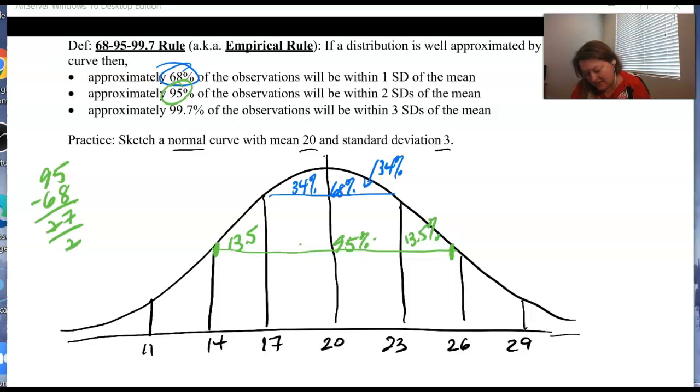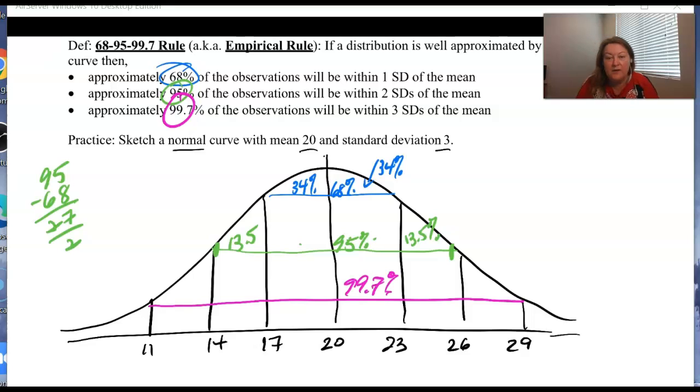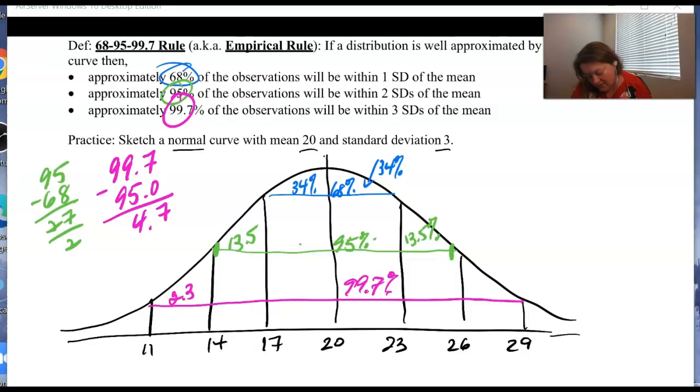All right, next one. So that was the 95. Now we've got 99.7. So 99.7 goes out to the third standard deviations, and that is 99.7% going that way. Okay, and then how much is in those little leftover ones? So for this one, I would do 99.7 minus 95 from before. That'd be a 4.7, right? And divide that in half, and that will be 2.35 for these little sections right here, 2.35.